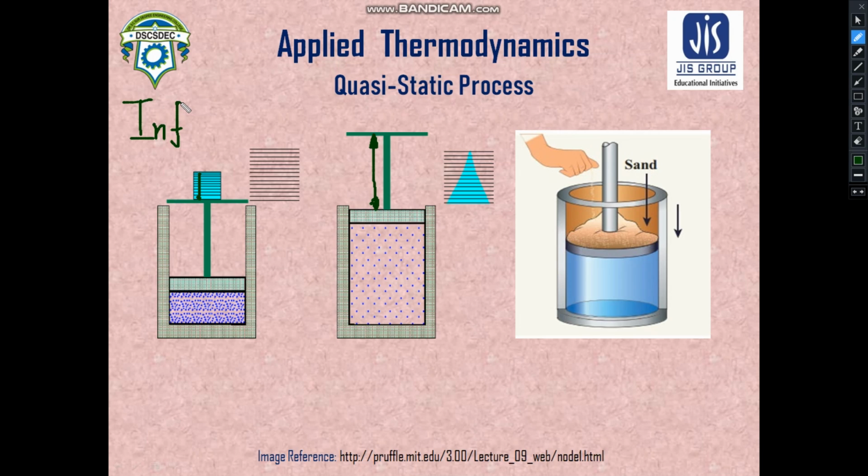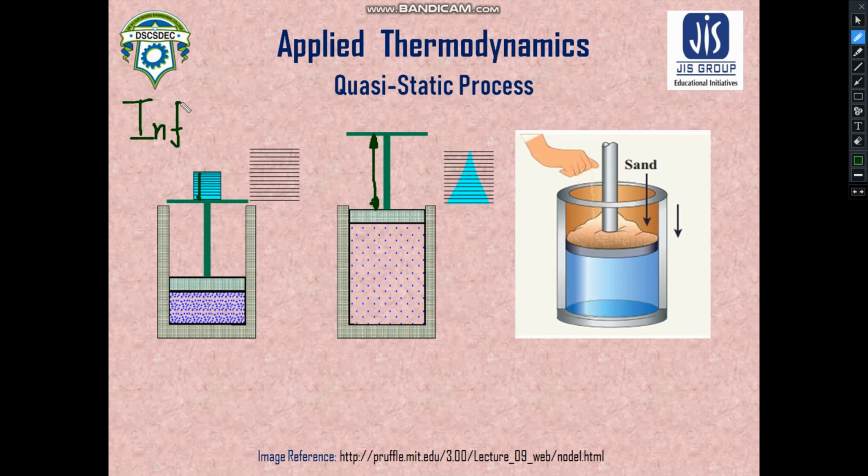The changes are so much slower that we refer to these individual processes as quasi-static, as almost static. So we just can't observe the changes because of the differences. Gradient means difference. Whenever there is some kind of difference present in the system and the surroundings, there is an opportunity to extract some kind of work. So the difference is so small that the changes observed by the transfer of work are also very small.